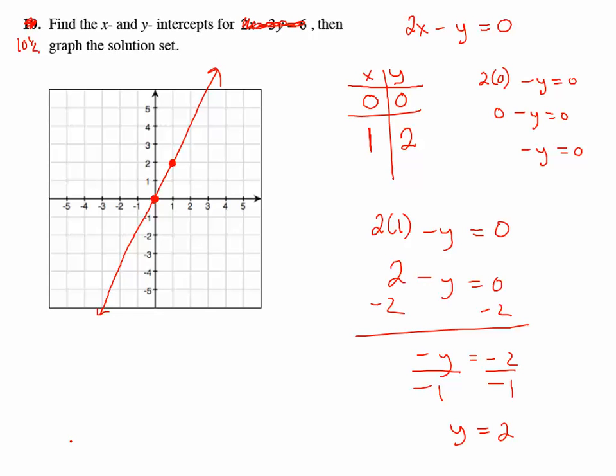Hopefully your graph is more straight than mine. A little bit off.